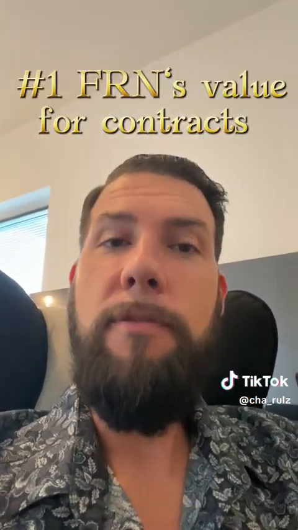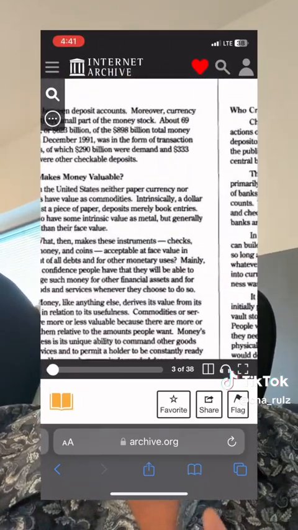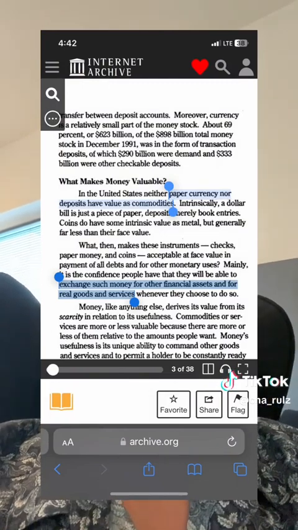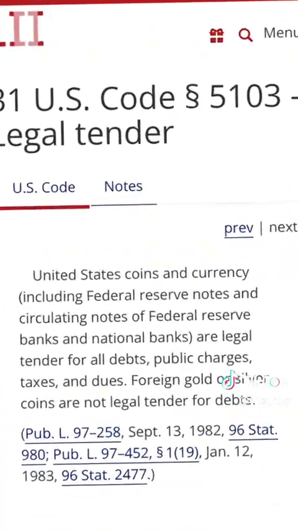Federal Reserve notes value for contracting. Even though Modern Money Mechanics says that paper currency has no value as a commodity, it does say that it has value for goods and services. And 31 U.S.C. 5103 labels it legal tender for all debts, charges, and taxes. But you can waive all of that info because the foundation of truth is this: the people that created it say it has value.